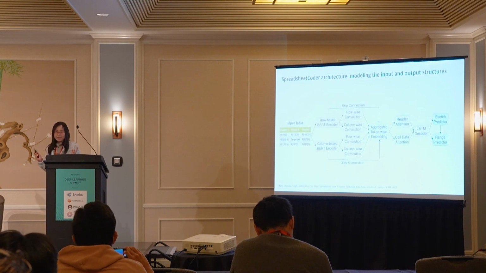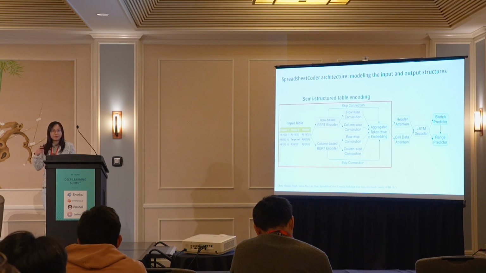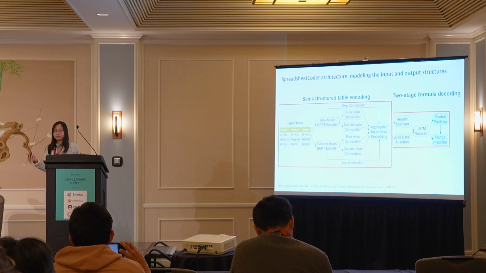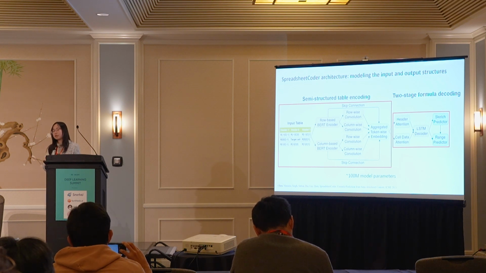To address these major challenges, we designed this Spreadsheet Coder architecture with the focus of modeling the structure of both the input and output. So at a high level, the architecture has two key components. One is the encoder, where it represents the input data as a semi-structured table. Another component is the decoder, and we designed a two-stage decoding process to consider that the difficulty of predicting the spreadsheet operators and the cell ranges can be different for different contexts. In total, this model has around 100 million parameters. So this is a relatively small size compared to recent large language models for code.